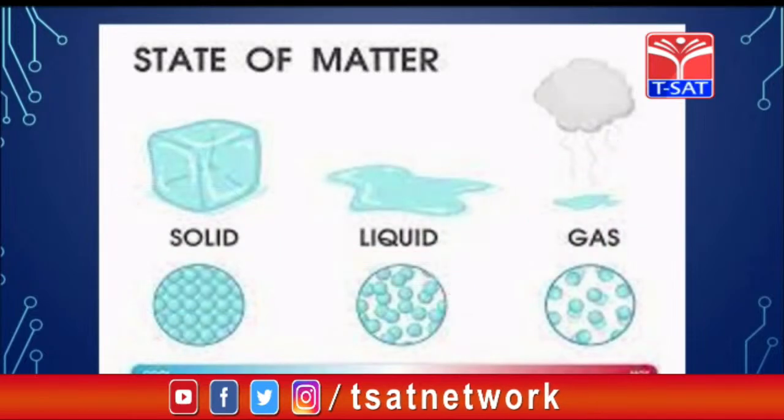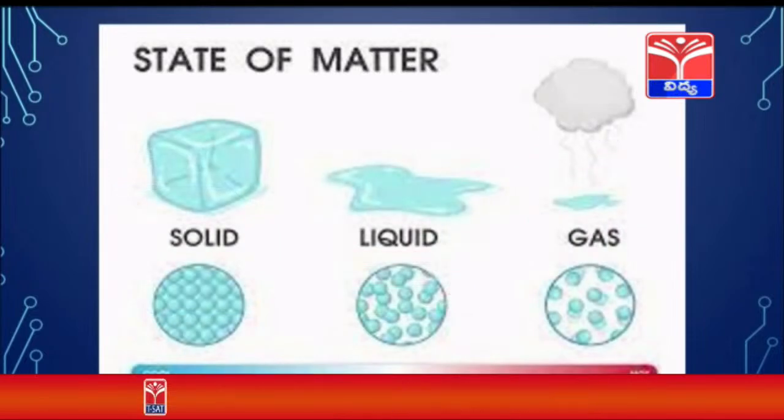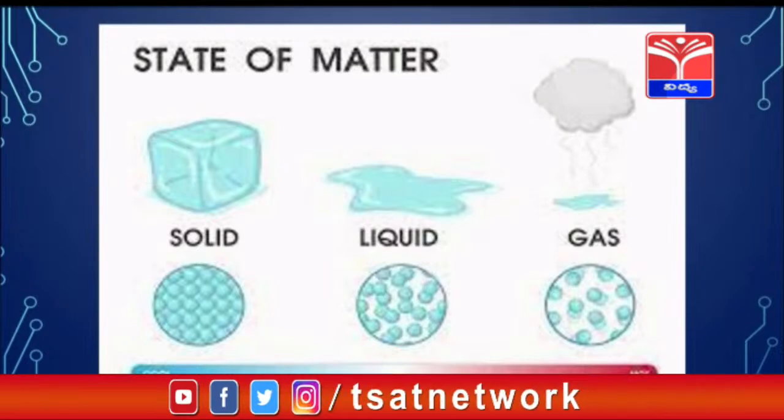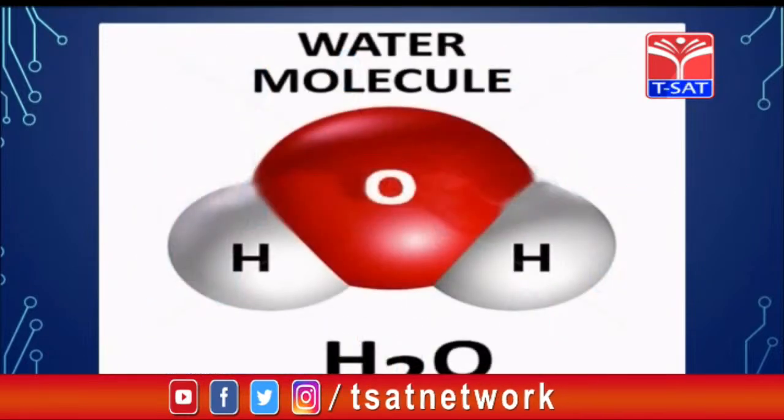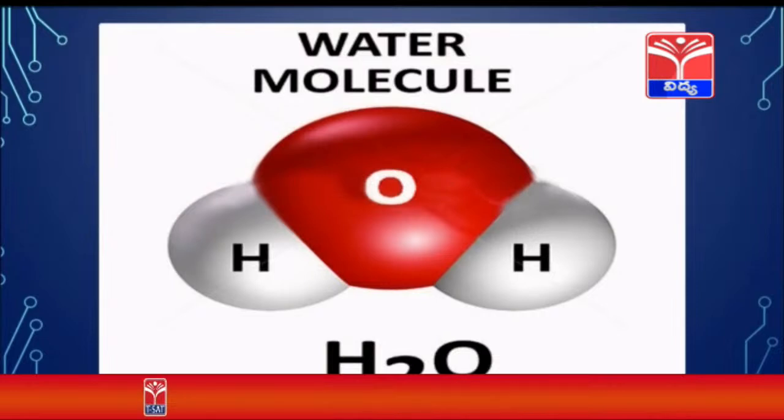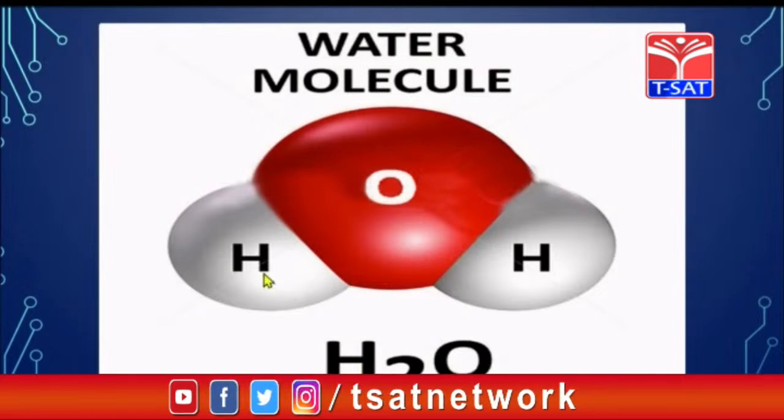So if you consider solids, how are the molecules present in solids? They are tightly packed, and in liquids the molecules are loosely packed, and in gases the molecules are freely packed. What are these molecules? Have you seen the structure of a water molecule? Children, this is the structure of a water molecule. It has two atoms of hydrogen and one atom of oxygen. So the molecular formula of water is H2O.